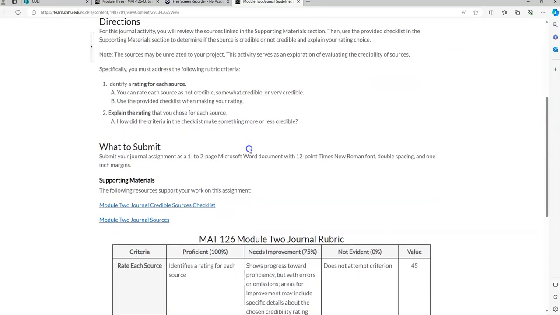Effectively what's going to happen here is you're going to be given a number of sources available at this link. And then once you take a look at those sources, you're going to evaluate them based on some criteria provided here in the credible sources checklist. So that will be a nice little exercise for us to get in the mindset of this project that we're going to begin next week.